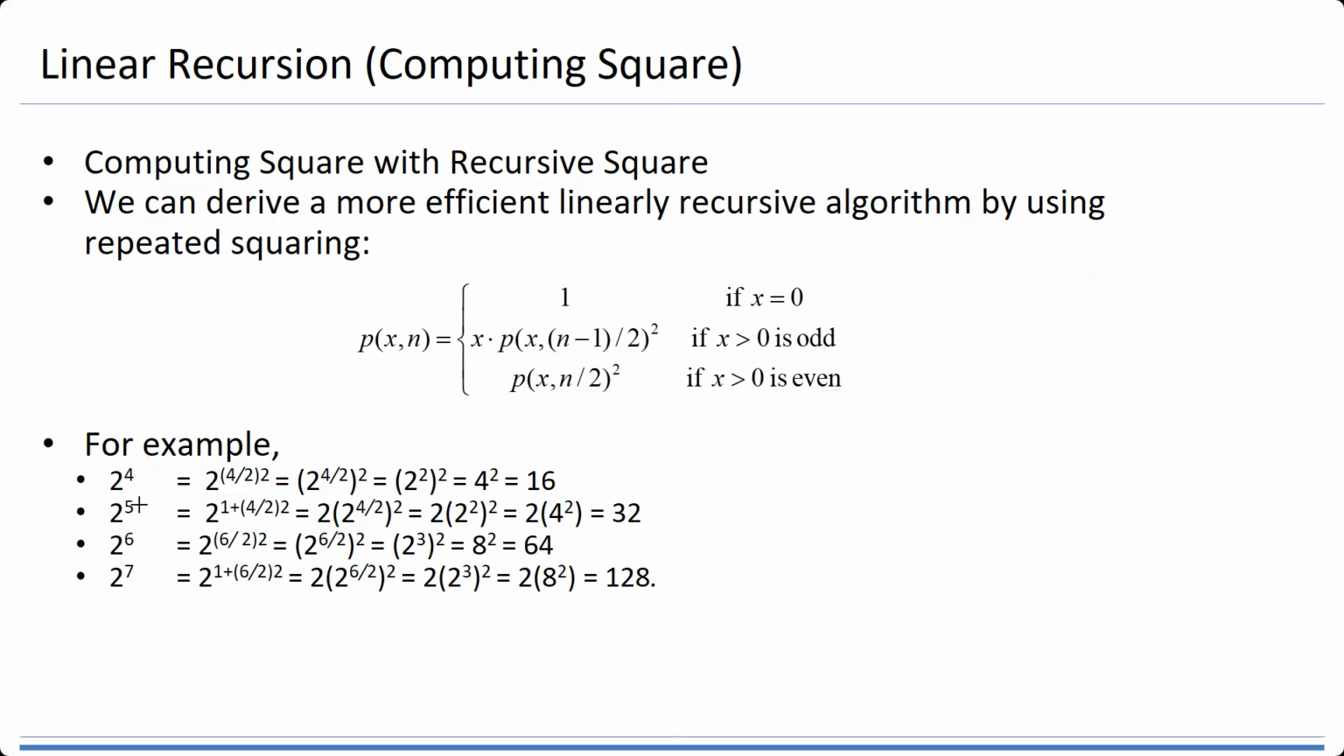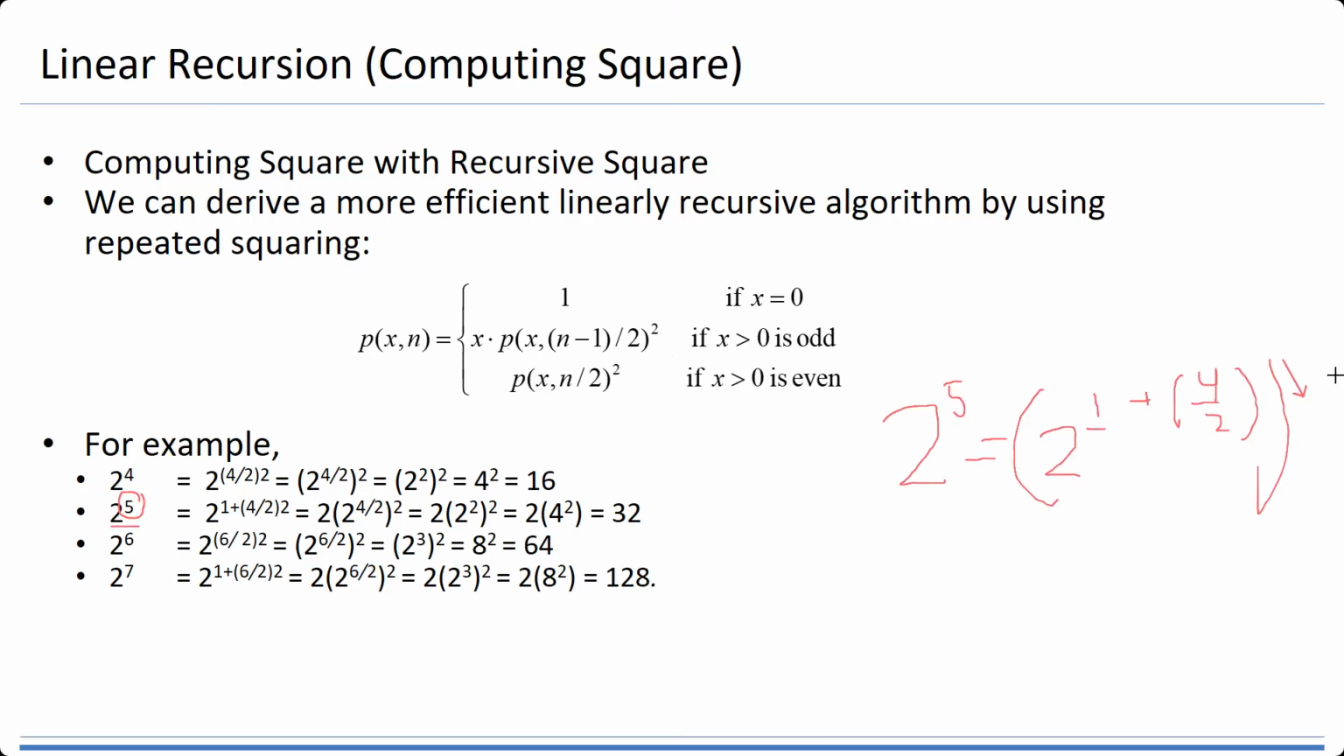How about if the n is odd number? If the n is odd number, you can see 2 power of 5, it will be 2 power of 1 plus 4 divided by 2, and then 4 divided by 2.